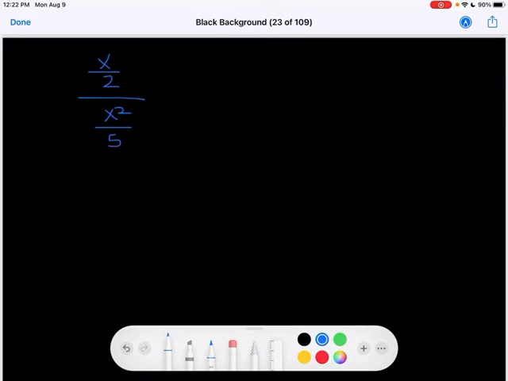Now, if you've got this type of complex fraction, this is more of a simple complex fraction, I would just go ahead and rewrite it like this: x over 2 divided by x squared over 5. Okay. Now, since you only have monomials, you don't have any binomials going on here, you're dividing, so you don't have to worry about common denominators. I'm going to go ahead and keep it, change it, flip it. So we keep the first fraction, change to multiplication, and then flip that second fraction.